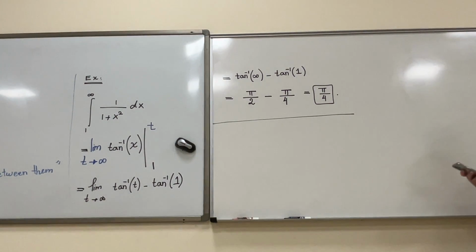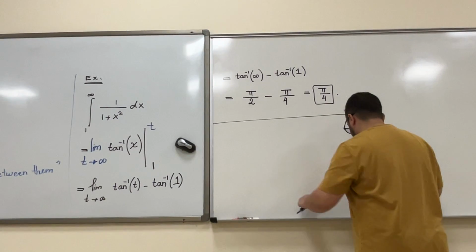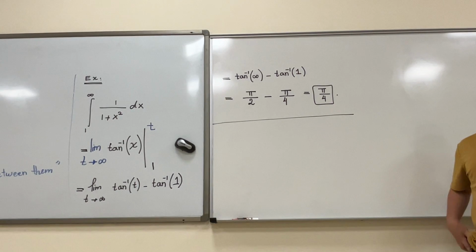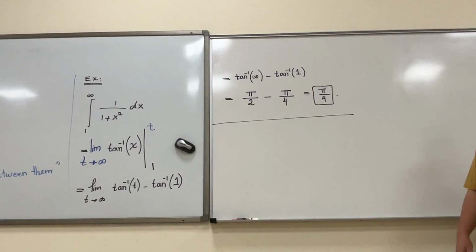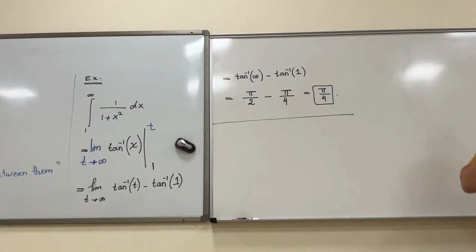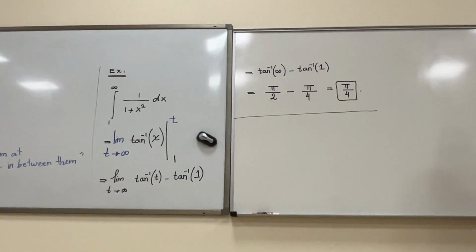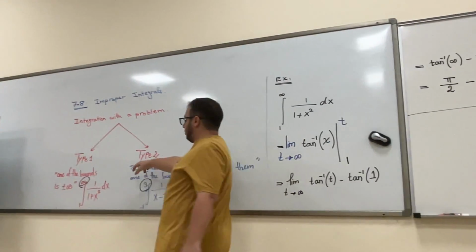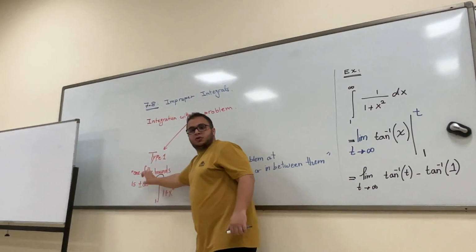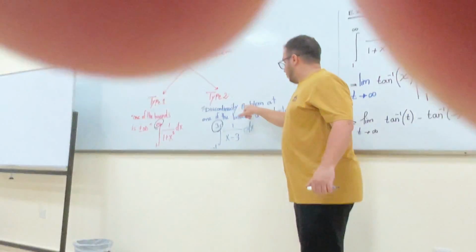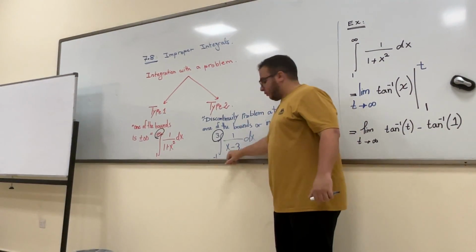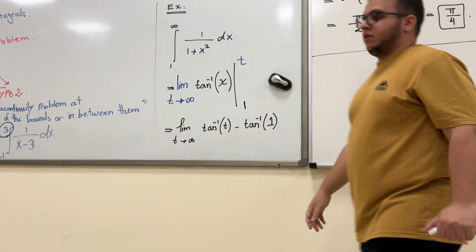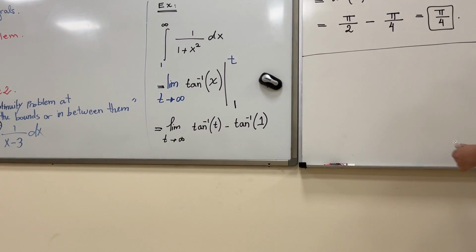Now let's do harder examples. Let's do something hard. So, when do we change both boundaries to t? No, you don't change both. You only change the one that has an issue. The issue here in type 1 is what? One of the bounds is infinity, so you change that to t. For type 2, where is the discontinuity of this function? At 3, right. So 3 you make it t. Makes sense? Only that one bound.